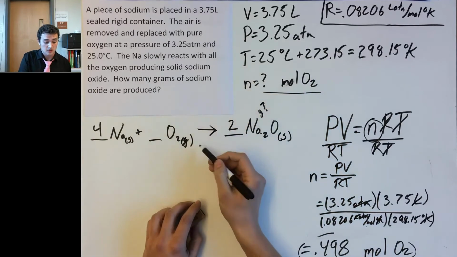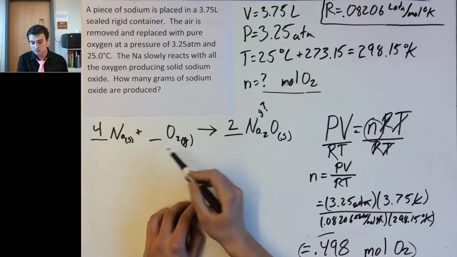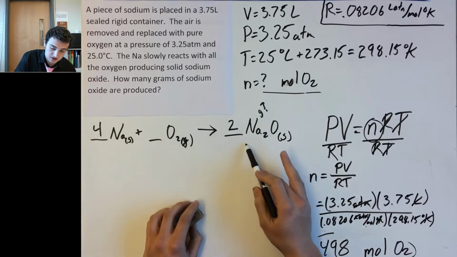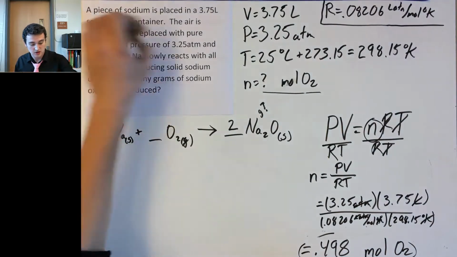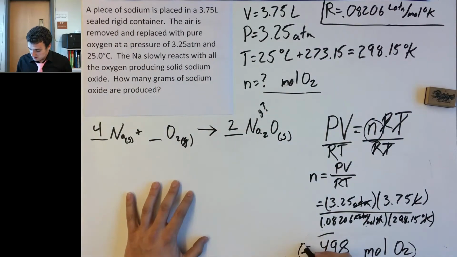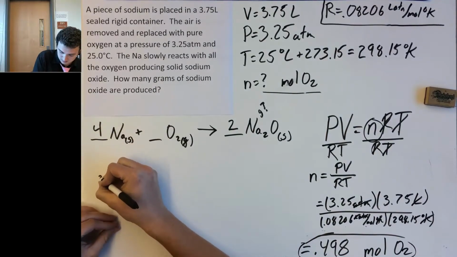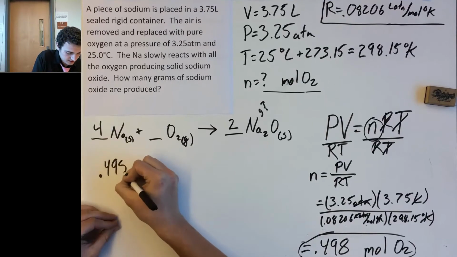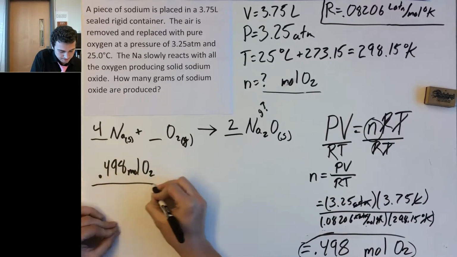Okay, so now we have n, or we have the number of moles of O2 for this reaction. So I know that if I put 0.498 moles of oxygen, I need to find out how many moles of this I get, and then I'm going to get grams of that afterwards, of sodium oxide produced. So I'm going to go ahead and start plugging it in. So we start with 0.498 moles of O2 over 1.